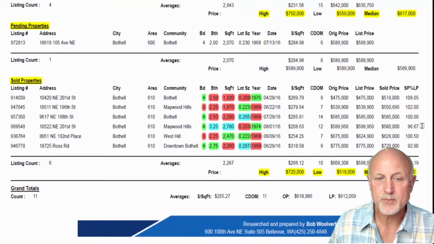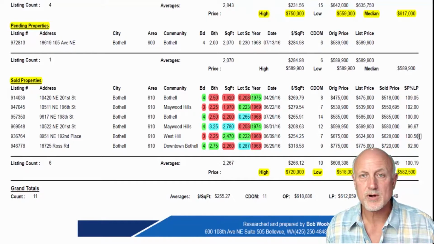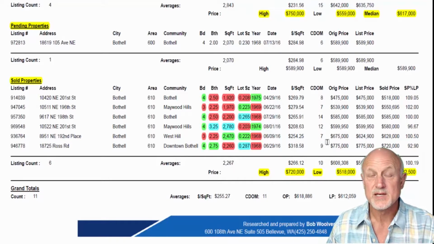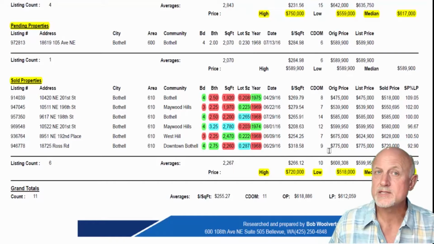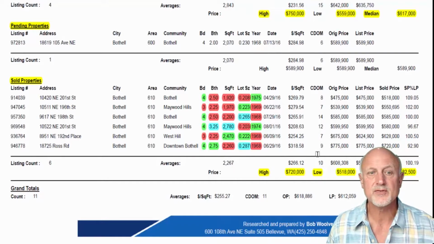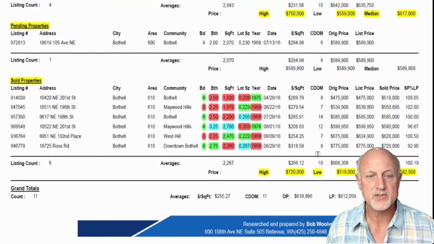Now, 4 of these properties sold for either the listing price or more than the listing price, and 2 of them sold for less. Interestingly enough, the 2 that sold for less were only on the market for 12 days and 9 days respectively. So I'm not sure if the seller had some extenuating circumstances that they needed a quick sale and they settled for less, or what the circumstances were there.